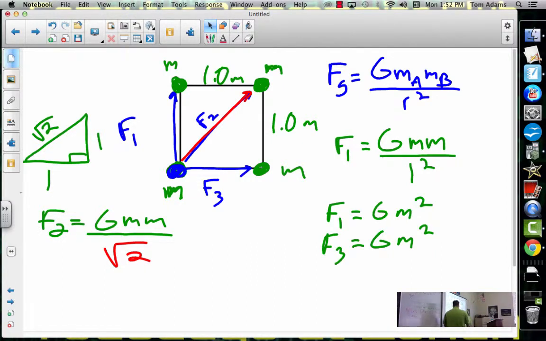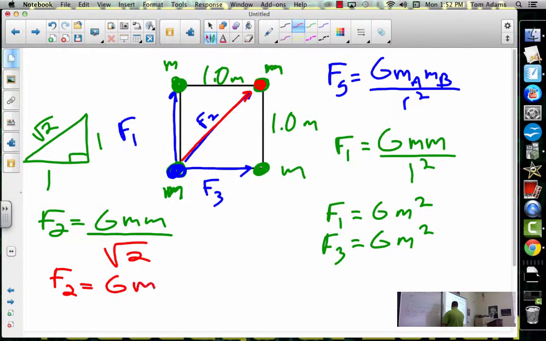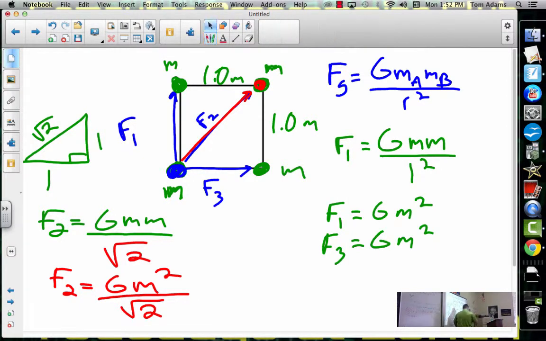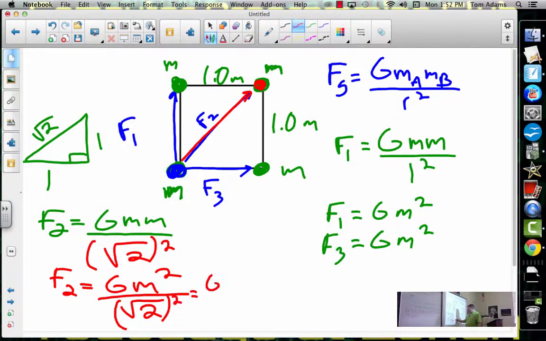So the only thing that changes is that F sub 2, the force that this particular mass exerts on this mass, is G M squared over the square root of 2. Now, technically from a math perspective, we should probably rationalize the denominator. And we would do that. Oh, and that has to be squared, by the way, right? That has to be squared. So it's really just going to be 2, right? All over 2. Okay?